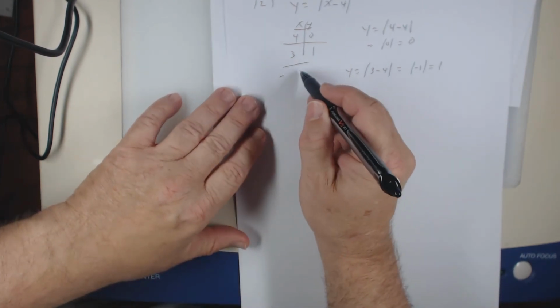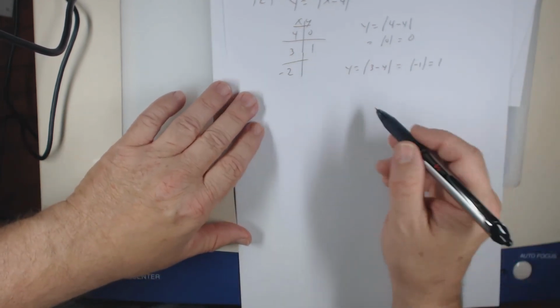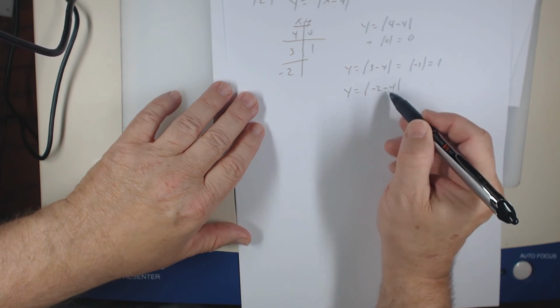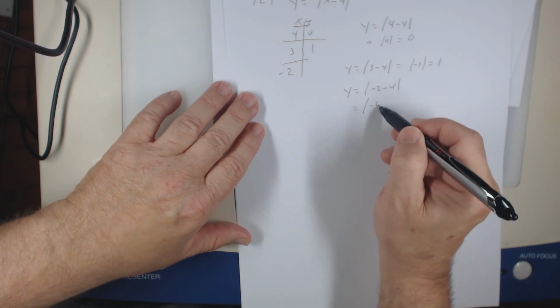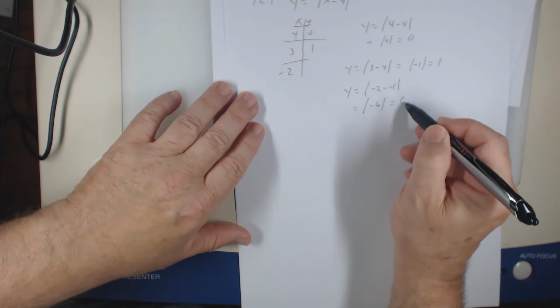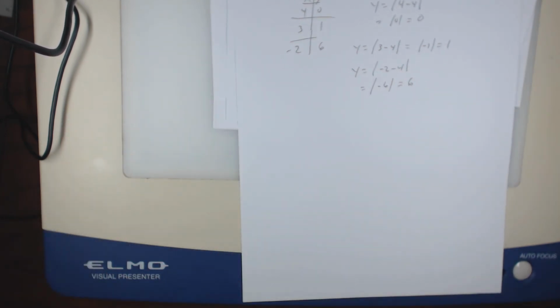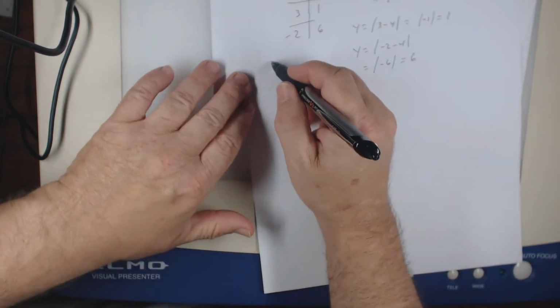So x is negative 2. y equals the absolute value of negative 2 minus 4. What's negative 2 minus 4? What's the absolute value of negative 6? 6. So right away, you know that no matter what I use for x, there's going to be how many y values? Just one. So this is a function.